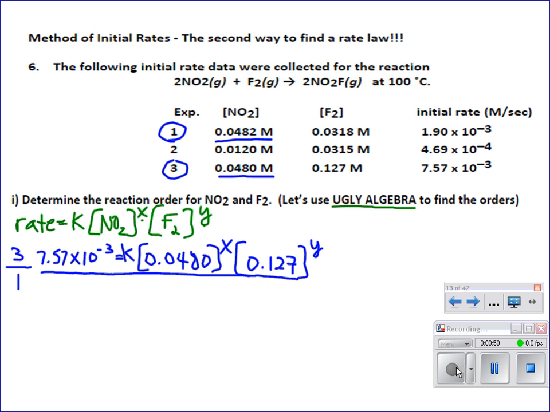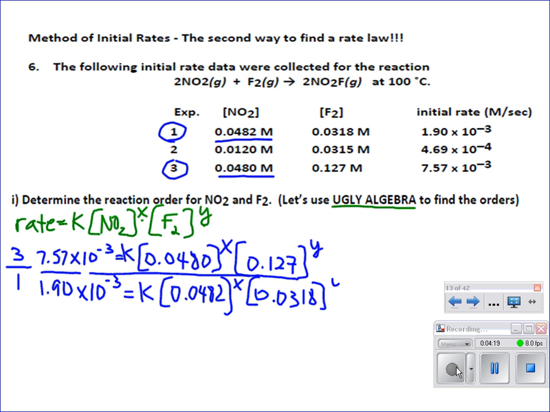In experiment 1, I have 0.04, oops, sorry, that's not rate. Got to get to rate. Rate in experiment 1 is 1.90 times 10 to the negative 3. That's equal to K times 0.0482 to the X times 0.0318 to the Y. So now I'm going to use fancy math.